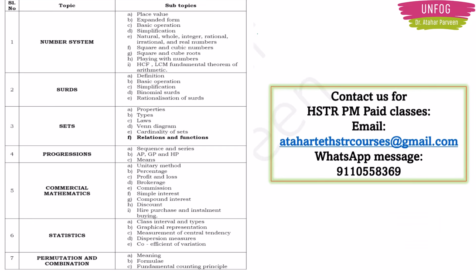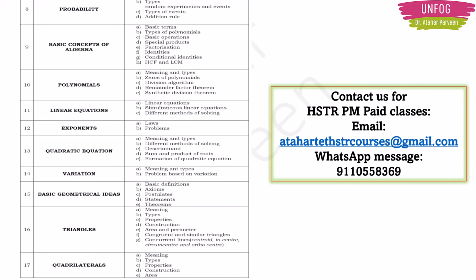Coming back, for number system, I have seen 3 questions in the 2015 paper. Then for surds 1 question, for sets 2 questions, for progressions 2 questions, for commercial mathematics 2 questions, from statistics 2 questions, and from permutation and combination 1 question. Then for probability 1 question was there from this chapter. From basic concepts of algebra 4 questions were there.